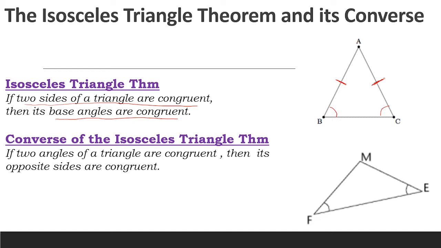And then we have the converse of the Isosceles Triangle Theorem. That basically states that if two angles of a triangle are congruent, then its opposite sides are congruent. All right, so if we look here, we see that the angles F and E have the same measure. So we can conclude with this theorem that side FM and side EM are also congruent. All right, and so those are the basics of triangles. So now let's analyze these three types of triangles.